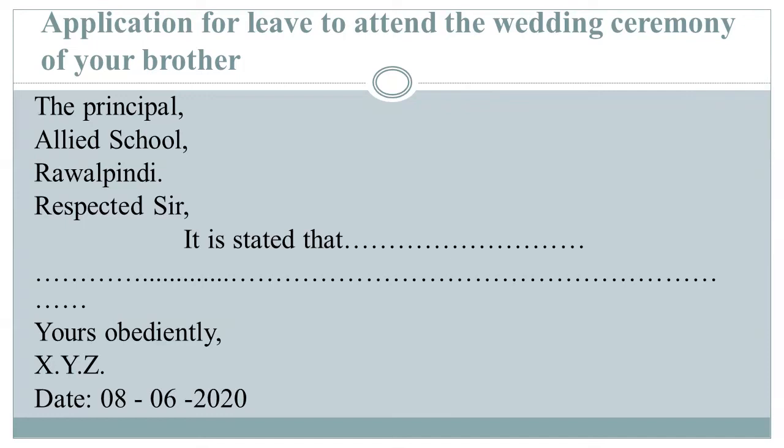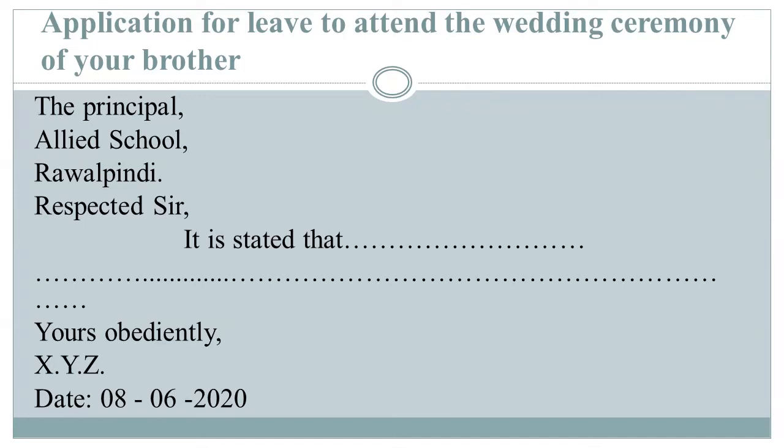First of all, we have to write the address to whom we are writing the application. So we will start with the principal. Don't forget the P for principal is small. And don't forget to put the comma after principal. Suppose this screen is your notebook page. So keep the alignment. The principal, allied school, Rawalpindi, respected sir. These all 4 words would be in the same position on the line.